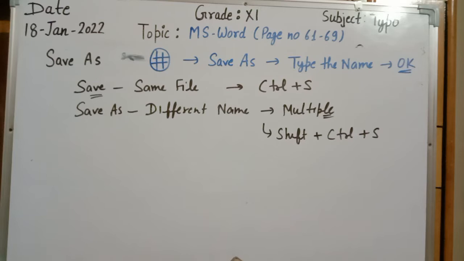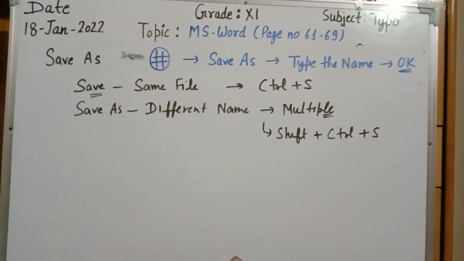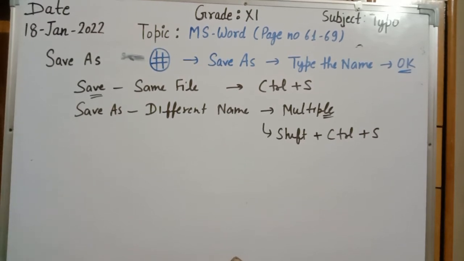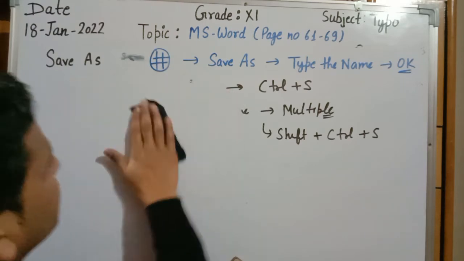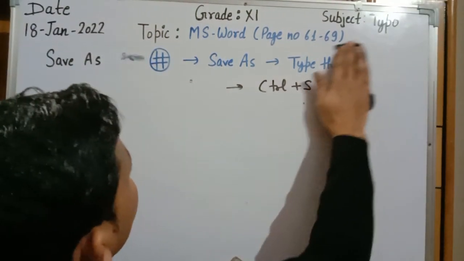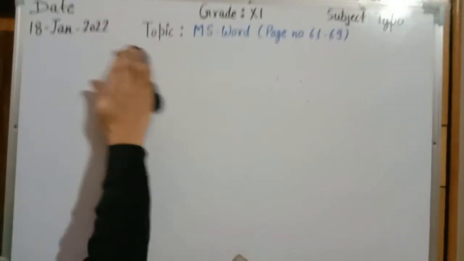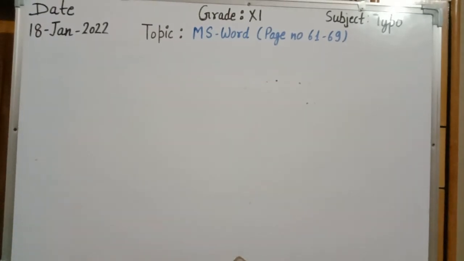Next is editing the text. How to perform the editing in a document? Editing can be related to the size, related to the style, related to the type of document. So how to perform the editing in a document?